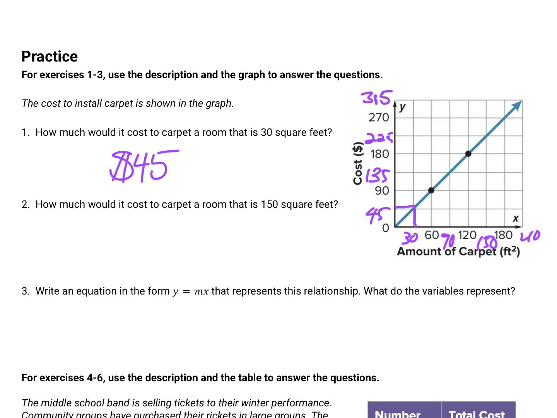Now let's look at question number 2. How much would it cost to carpet a room that is 150 square feet? Again, if I follow up on my graph from 150, go up until I touch the line, and then go over for our cost, you'll see that it would be $225.